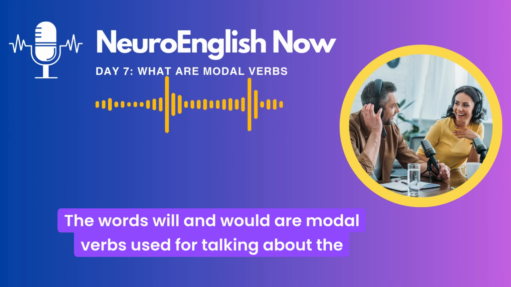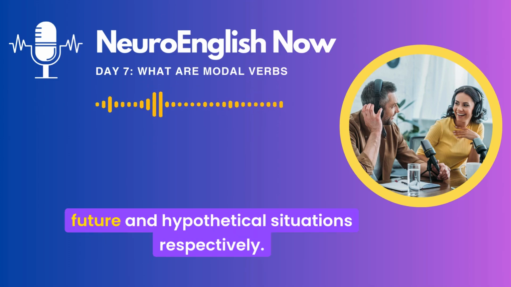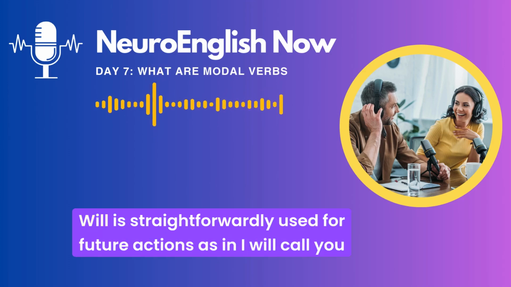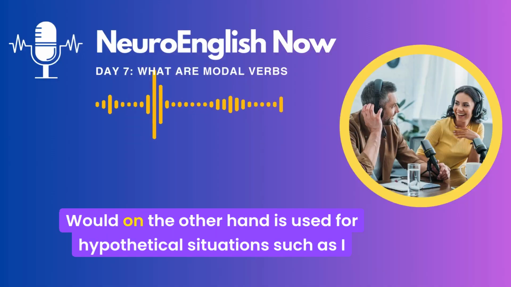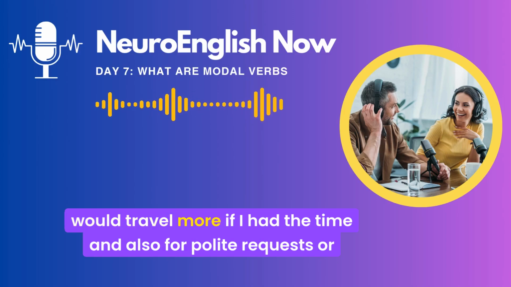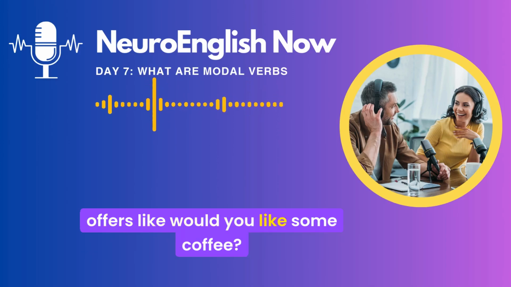The words will and would are modal verbs used for talking about the future and hypothetical situations, respectively. Will is straightforwardly used for future actions, as in I will call you tomorrow. Would, on the other hand, is used for hypothetical situations such as I would travel more if I had the time, and also for polite requests or offers like would you like some coffee?